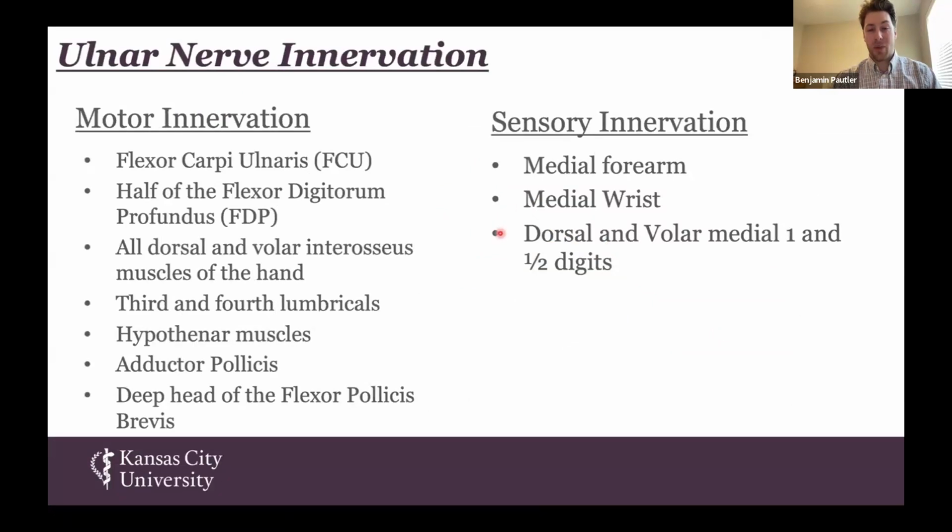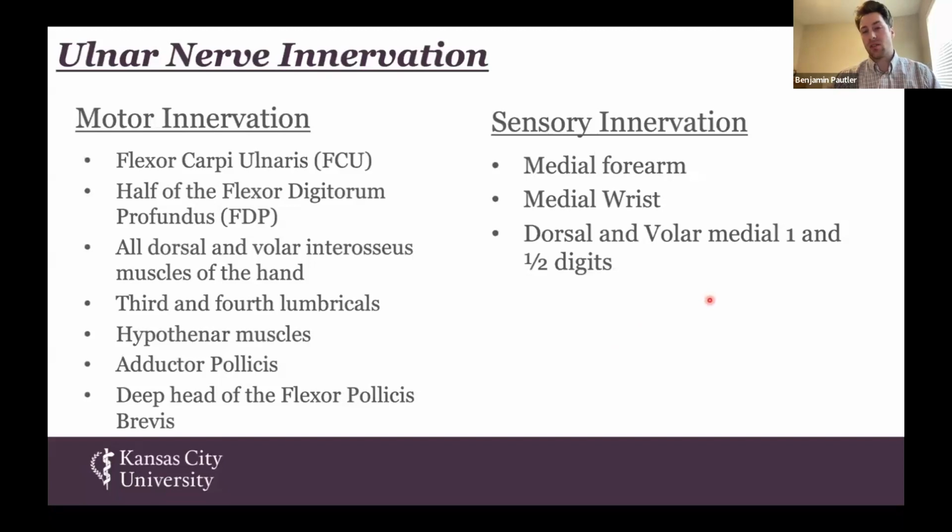Its innervations are many. You can see here on the left, the motor innervation includes in the forearm the flexor carpi ulnaris and half of the flexor digitorum profundus. And then as we get into the intrinsic muscles of the hand, it innervates all of the dorsal and volar interosseous muscles, the third and fourth lumbricals, all muscles of the hypothenar eminence, as well as the adductor pollicis, and only the deep head of the flexor pollicis brevis.